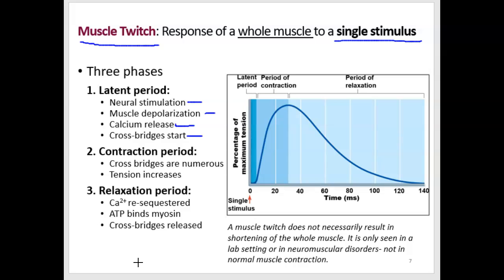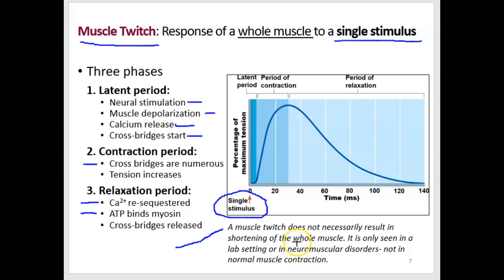By the time the muscle reaches the contraction period, there are numerous cross bridges happening simultaneously. They do release and reform in different locations, but the maximum number of cross bridges will form. And so this tension maximizes. Then, when relaxation occurs, the calcium has to be resequestered into the sarcoplasmic reticulum. ATP has to bind to myosin to break the cross bridges. So a twitch just happened in response to a single stimulus.